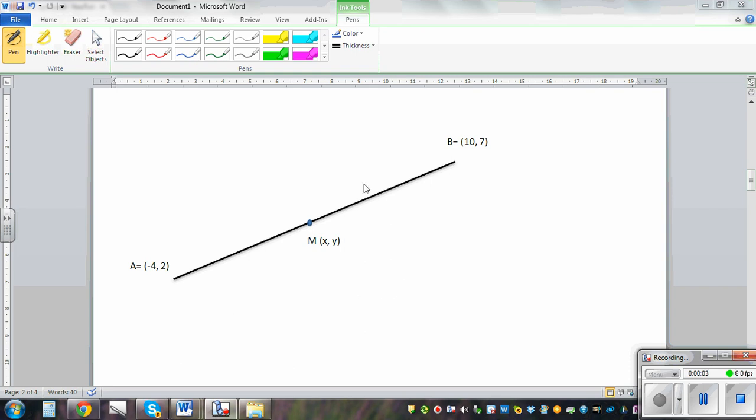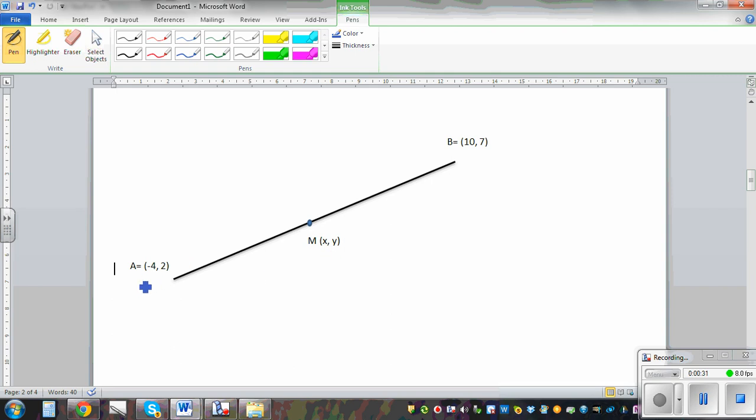In this video, I want to use this diagram to prove the equation of a line, finding the midpoint, and the equation of a parallel line, or a line passing through this point. So these are two points, A, which is negative 4, 2, and B, 10, 7. The first thing, let's find the coordinate of this midpoint.